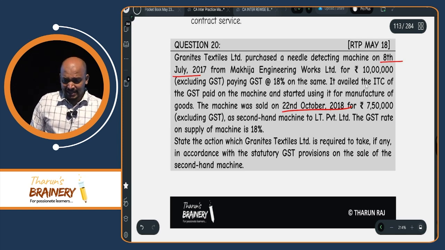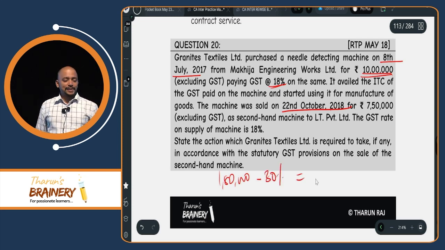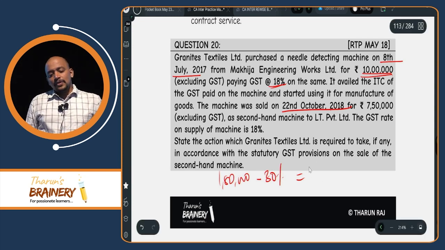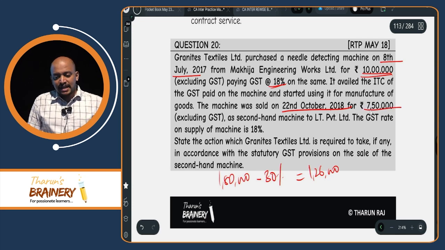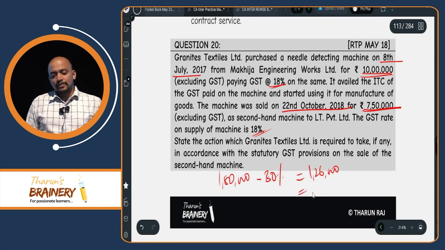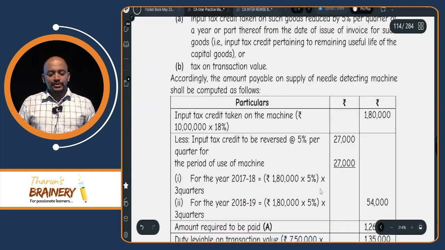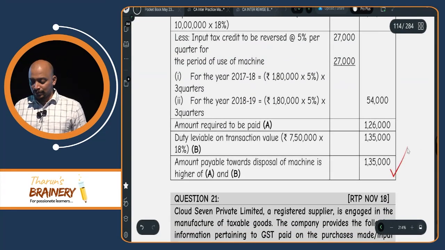What is the ITC availed? 10 lakhs into 18%, 1,80,000 minus 30%. 6 quarters into 5%. How much? 1,26,000 or GST on sale value. What is the sale value? 7,50,000 into 18%, 1,35,000. Whichever is higher, 1,35,000. So that is the answer. We need to take 1,35,000 as the GST payable on capital goods.